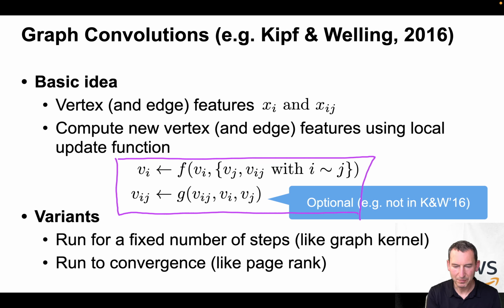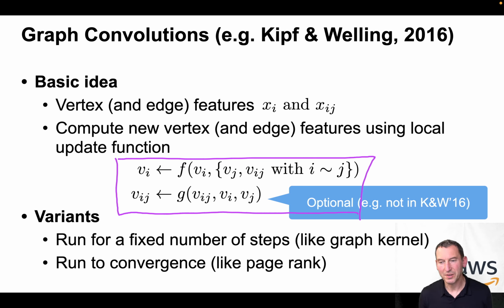So this second part is not in the Kipf and Welling paper. There's a DeepMind paper which essentially spells this out in great detail and says, okay, well, we can use edges too, but it's pretty straightforward once you have one then the other.